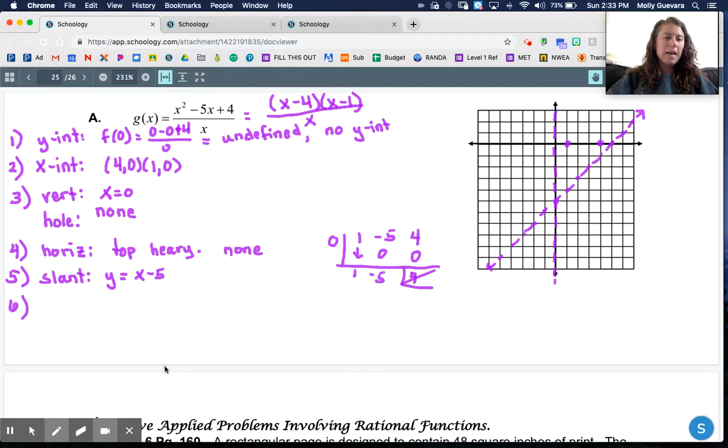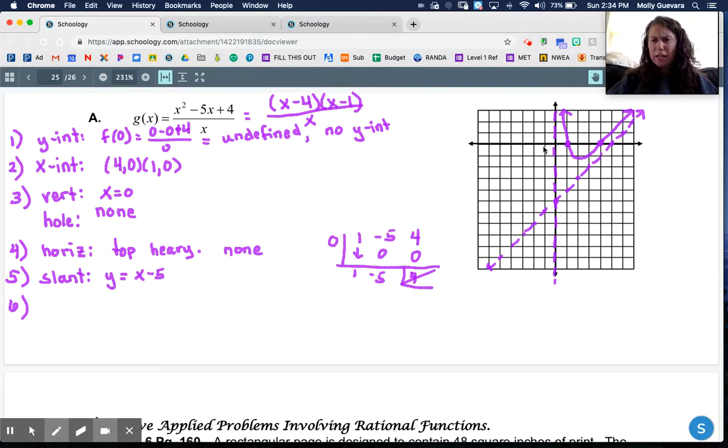And then the last thing is I have to decide, do I need any other points? So to the right of the vertical asymptote, I have two x-intercepts. But I know that I have to approach my asymptotes. So it's kind of weird. So what ends up happening is this comes down and then loops like that. Okay, because the end behavior has to be approaching the asymptotes. But I don't know what's going on to the left of this vertical asymptote.